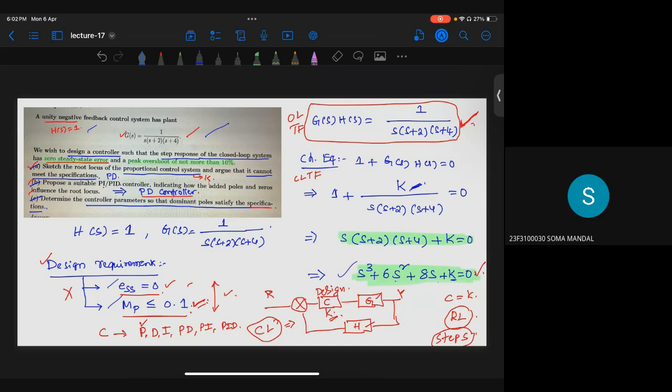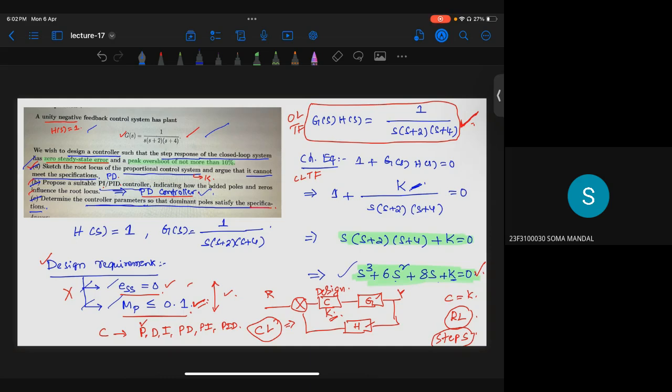The first step is to consider only the proportional controller, draw the root locus, and decide whether we met these two design requirements. Once we check these design requirements, if we don't meet them, propose one of these three controllers: PI, PD, PID. In our case, we went for the PD controller. Then finally find the controller parameters. Is this clear?